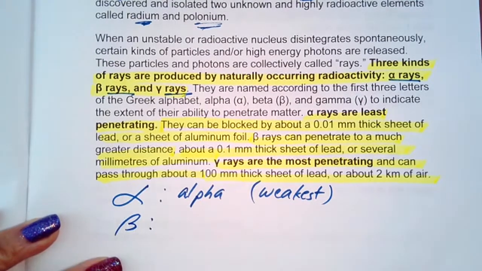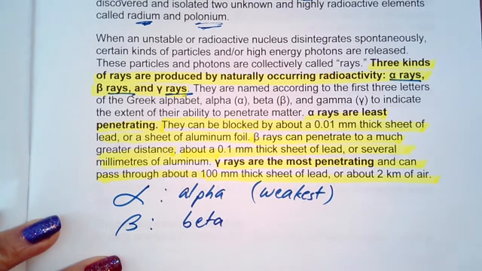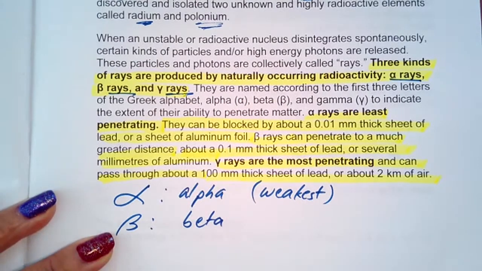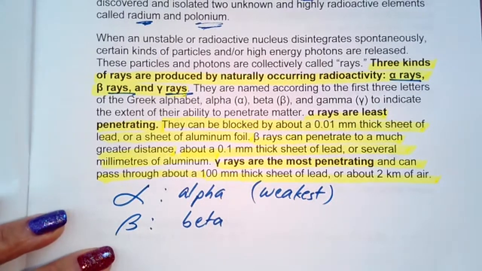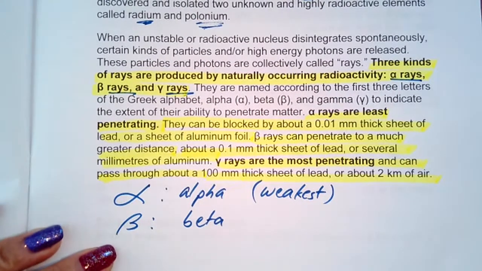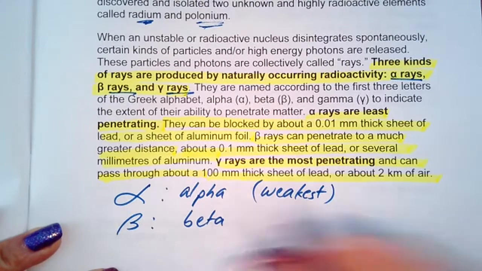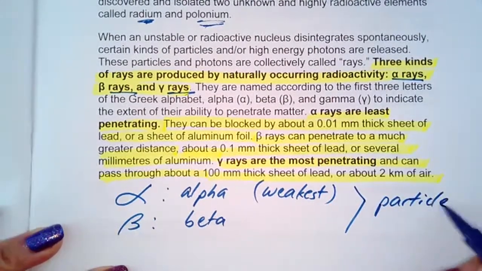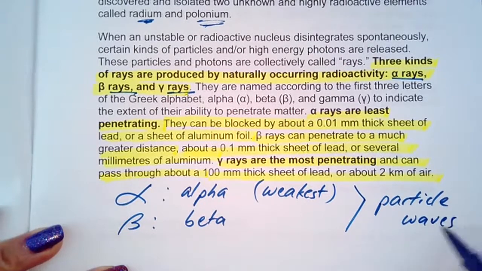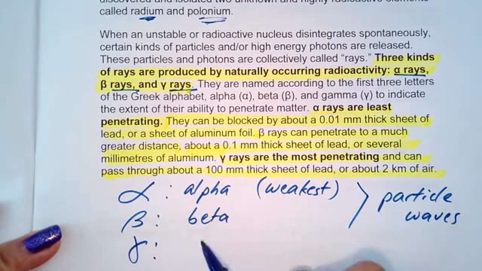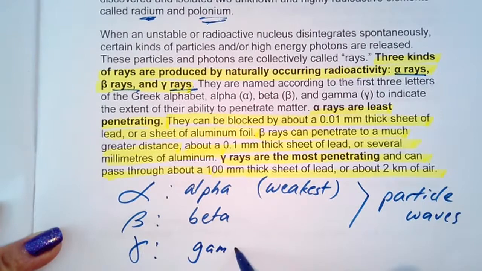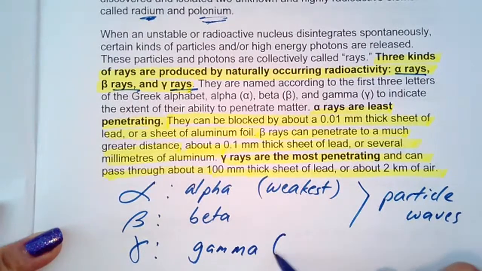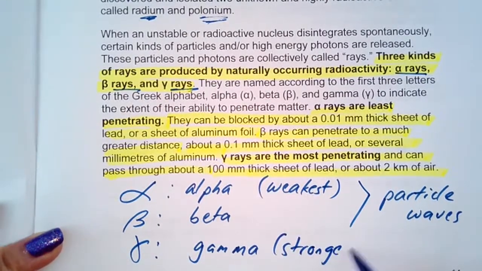Then you have beta, and beta is stronger than alpha. It can penetrate to about 0.1 millimeters of lead and several millimeters of aluminum. These two are particle waves or particle rays. The last one, gamma, this is the most penetrating. This is the strongest of all the three rays.